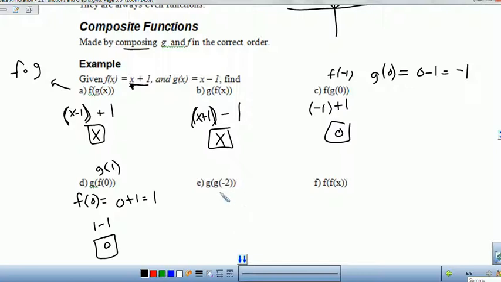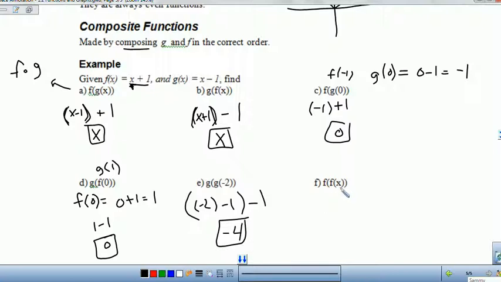Alright, so here you do g of negative 2 inside of g. Okay, so let's do this in one step. So negative 2 inside of g, so it will be negative 2 minus 1. But then you're taking that and plugging it in for x, so that is your x minus 1. And then when we simplify this, negative 2 minus 1, that's negative 3 minus 1, that gives us negative 4.